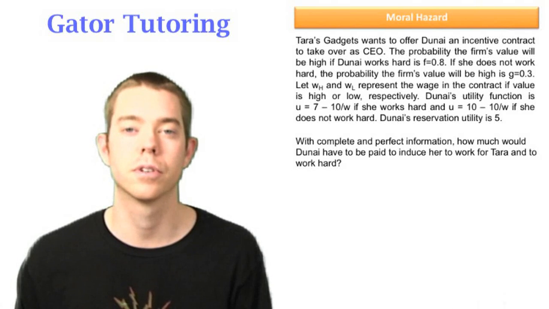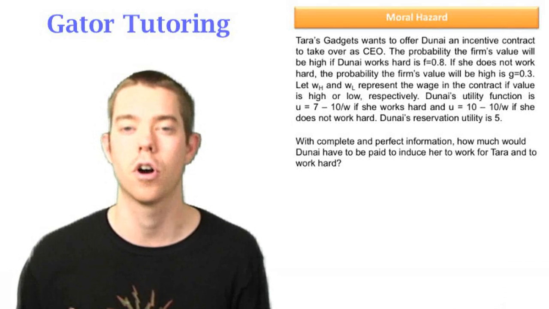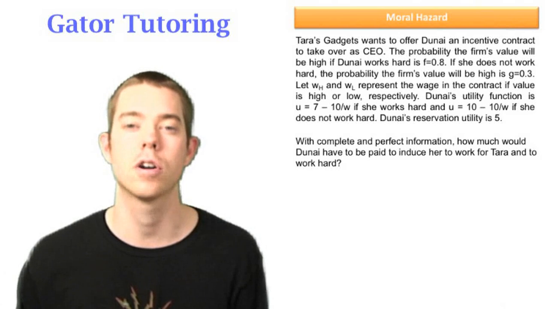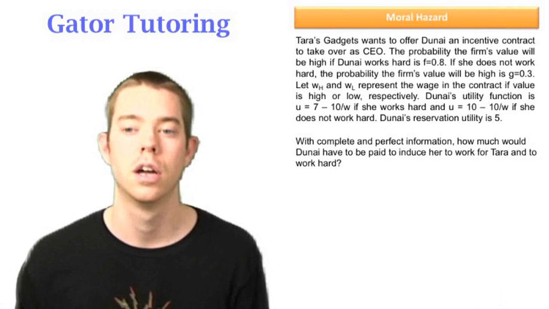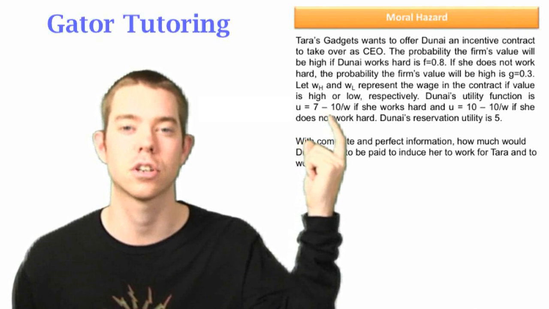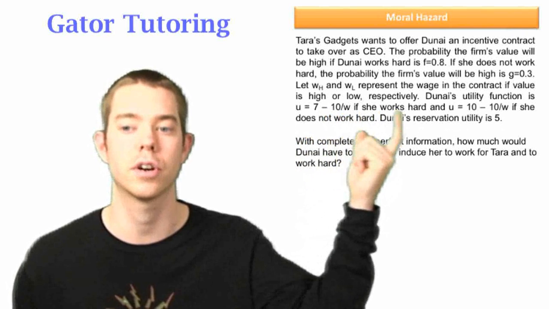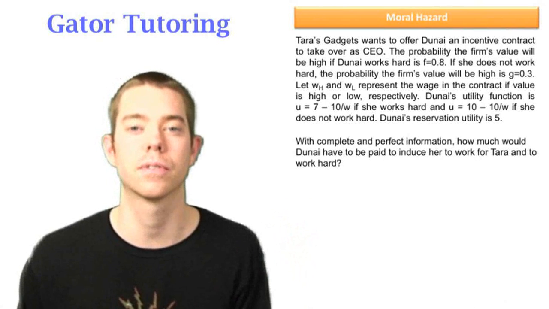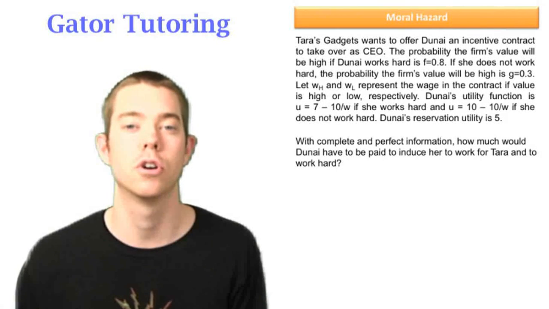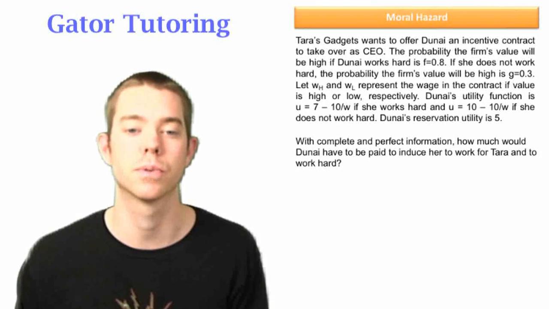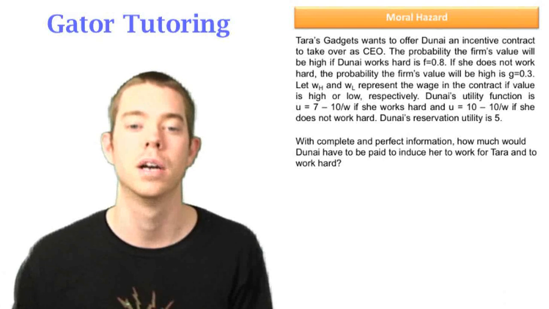So this is a little different because usually they tell us a cost to hard effort, and it's usually a disutility cost. Well, this time it's kind of already factored into the utility function. Notice that this 7 kind of reflects that cost to hard effort because it's 3 less starting out than if she doesn't work hard. So this is a little different how they've given us the information, but it's no big deal. We're going to handle it the same way. And then it says Dunai's reservation utility is 5. So her utility at her other job is 5.